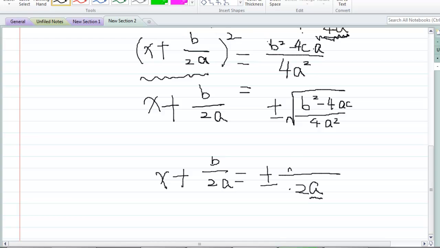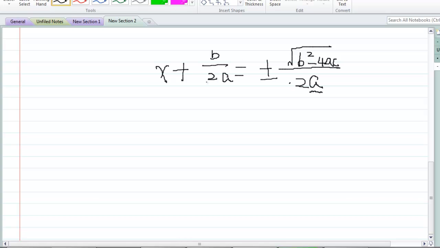Otherwise I have to add an absolute value for it. Okay, the solution is coming out quite nicely. x equals plus or minus the square root of b squared minus 4ac, over 2a, minus b over 2a.